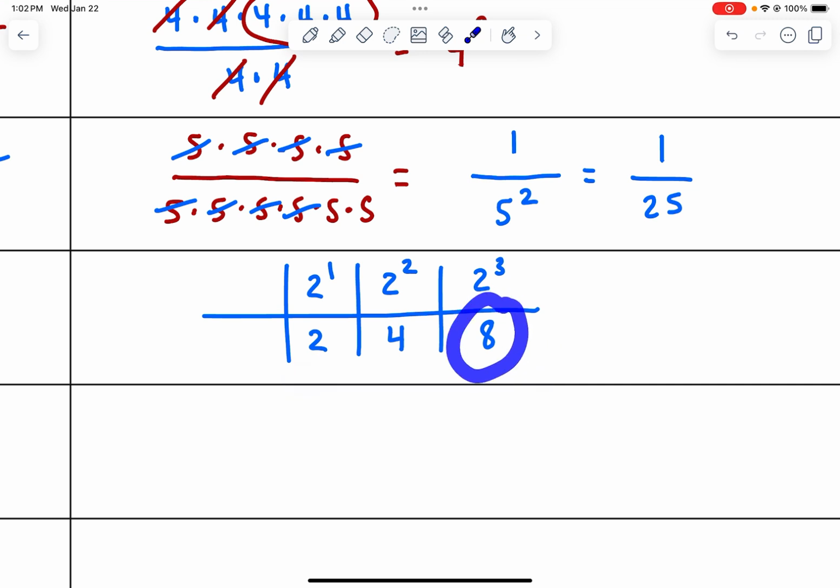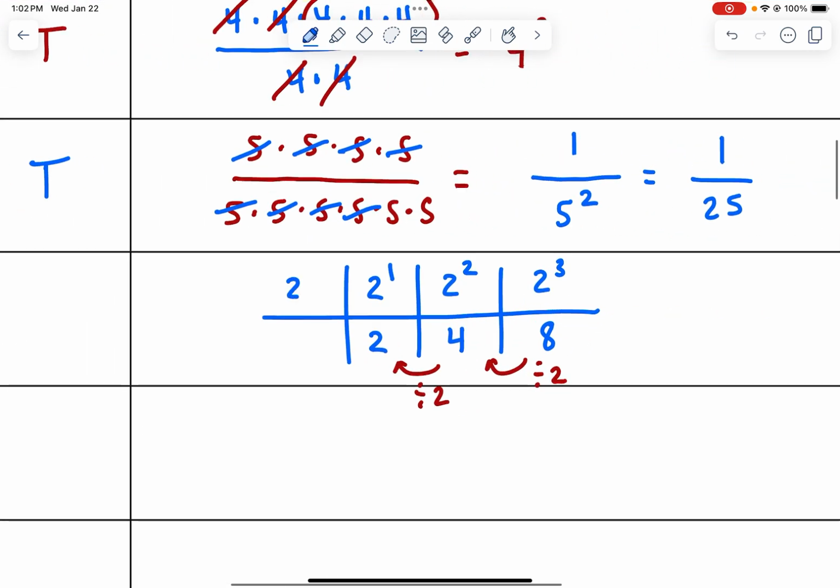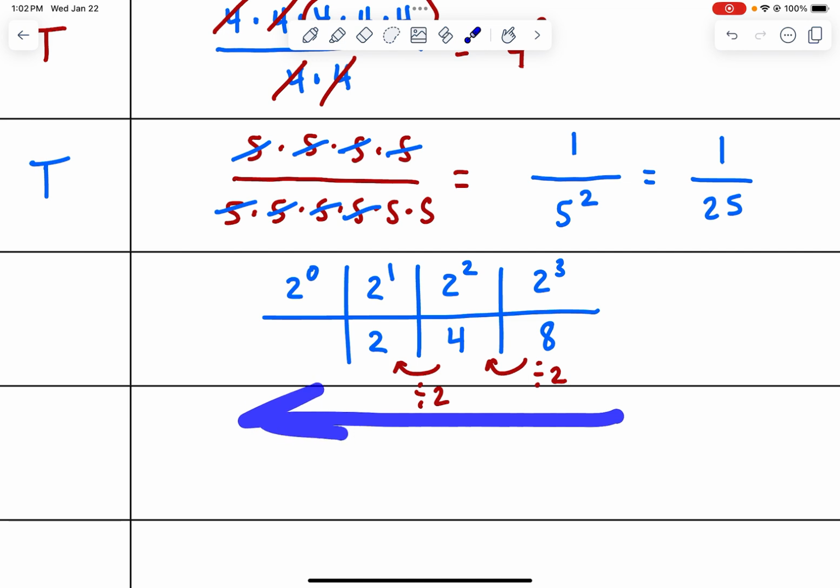to go from 8 to 4, we're dividing by 2. To go from 4 to 2, we're also dividing by 2. So one way we can approach this statement is, if we want 2 to the 0 power, we're still going to descend in terms of our exponents. So same idea. To go from 2 to this number right here, we'll also divide by 2.